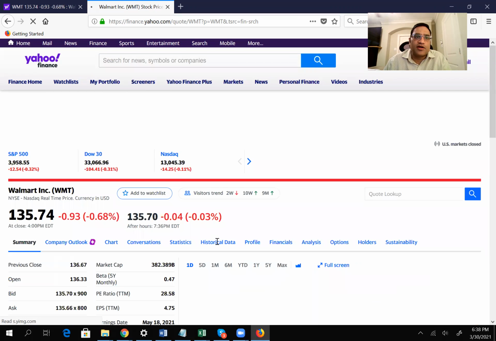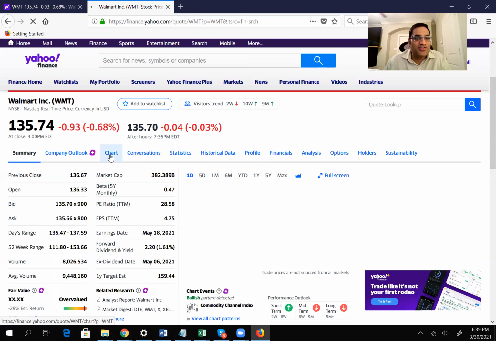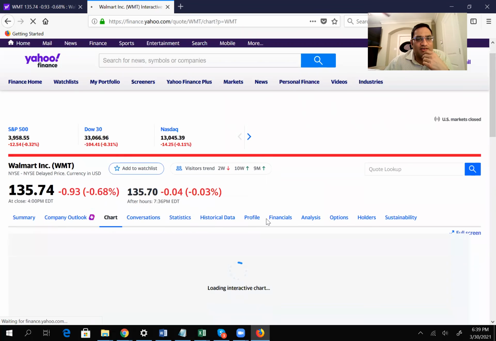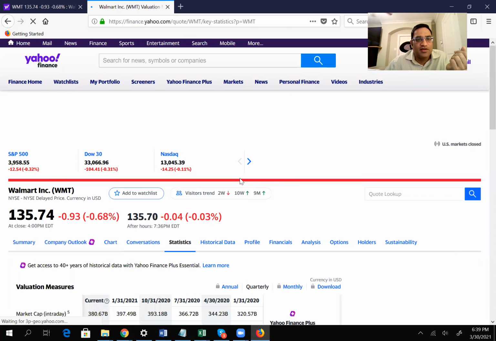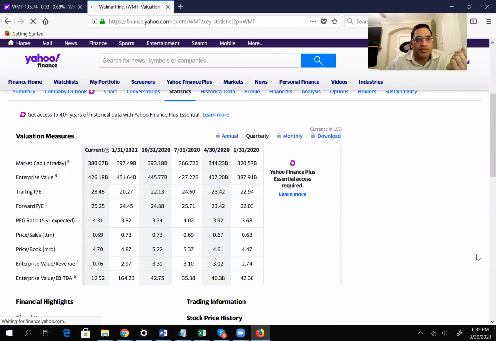Computer is a little slow. All right, so you get the chart over here. Oh, by the way, in here you'll see lots of interesting statistics also, like what's the profit margin, what's the P/E ratio, and things like that too. So use these things too.